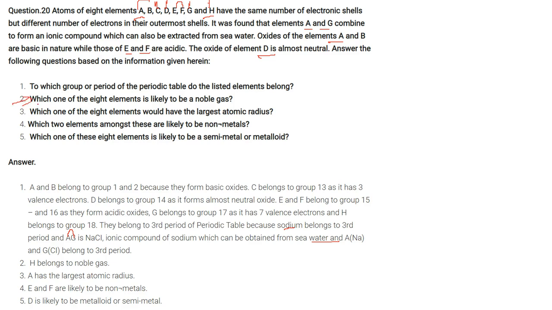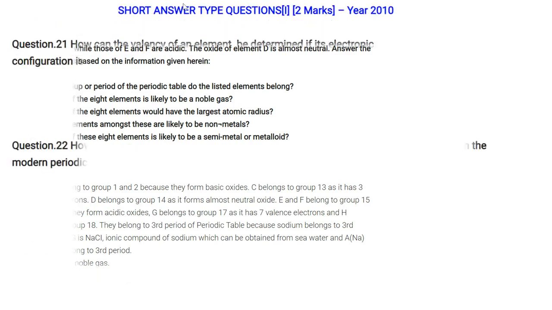Which one of these 8 elements is likely to be a noble gas? H is a noble gas. Which one of the 8 elements would have the largest atomic radius? A will have the largest atomic radius. Which 2 elements amongst these are likely to be non-metals? E and F. And the last one, which one of these 8 elements is likely to be a semi-metal or a metalloid? D is likely to be a metalloid or semi-metal.